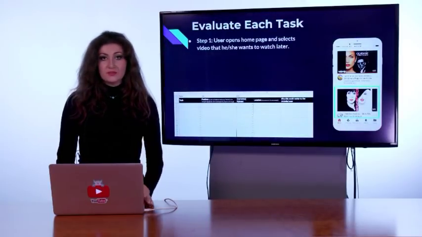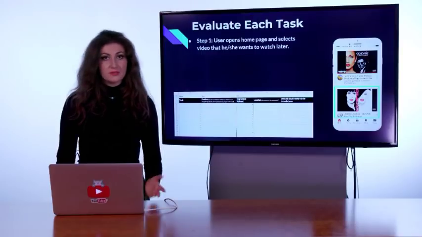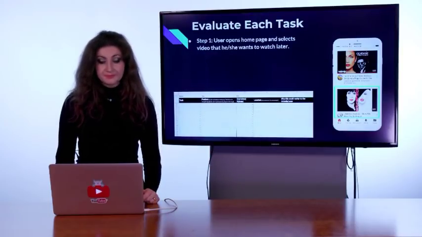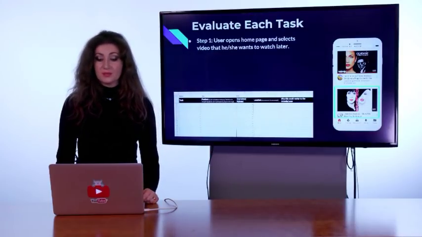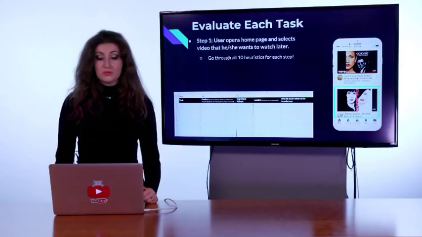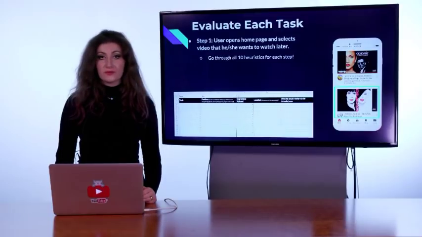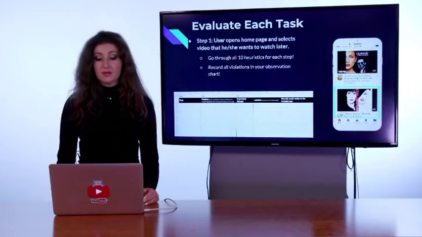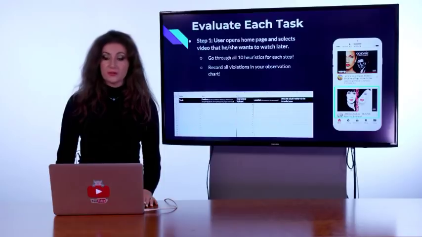So now going back to our YouTube example, let's try to evaluate some of these steps. Our first step was that the user opens the home page and selects a video that he or she wants to watch. What you would do is go through all 10 heuristics for step 1, and you want to record all the violations in that observation chart of yours.